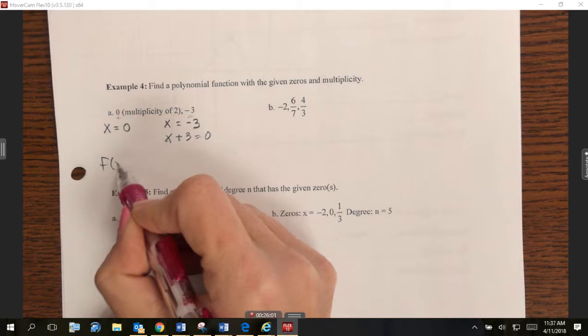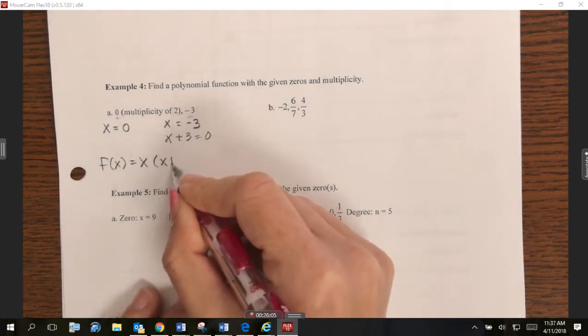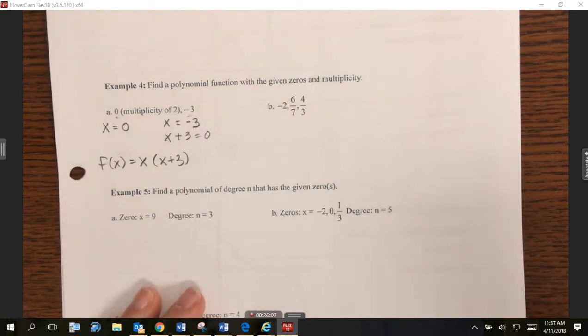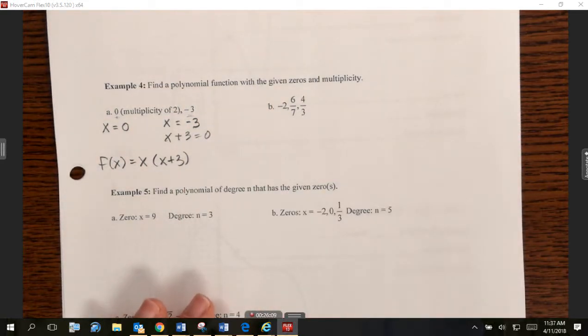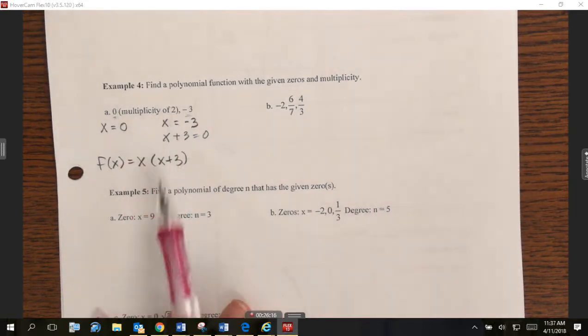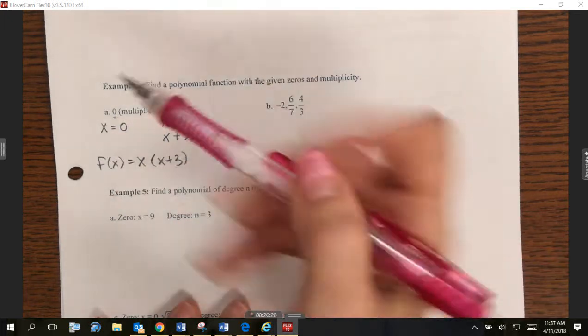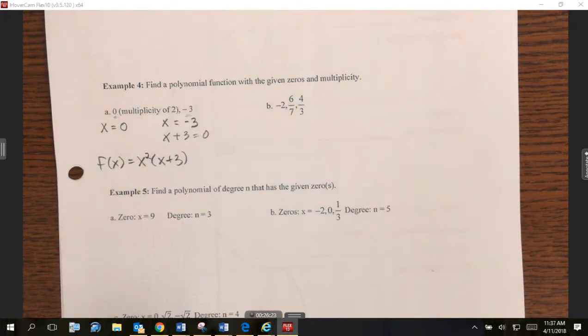So I'll write f of x equals x multiplied by x plus 3. And then I'll pay attention to the multiplicity. Since 0 has a multiplicity of 2, how do I show that? I just put the squared on the x, like that.